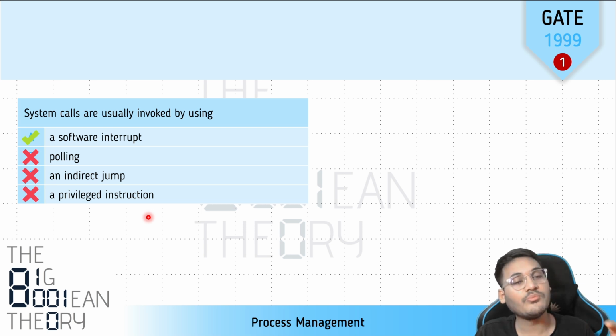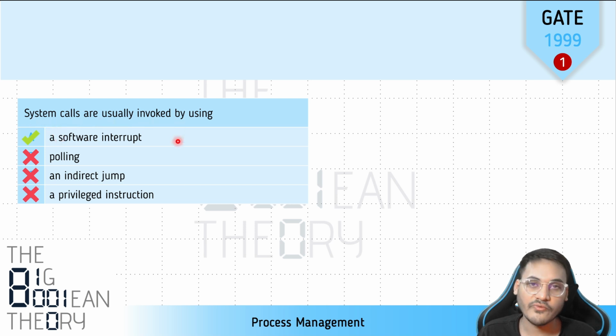So we need an unprivileged instruction which causes a software interrupt to invoke a system call. That is the trap instruction. That is why these three options B, C, and D are incorrect. System calls are invoked using a software interrupt, right?